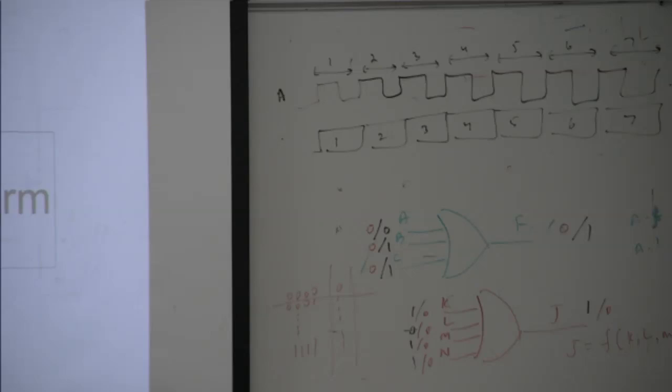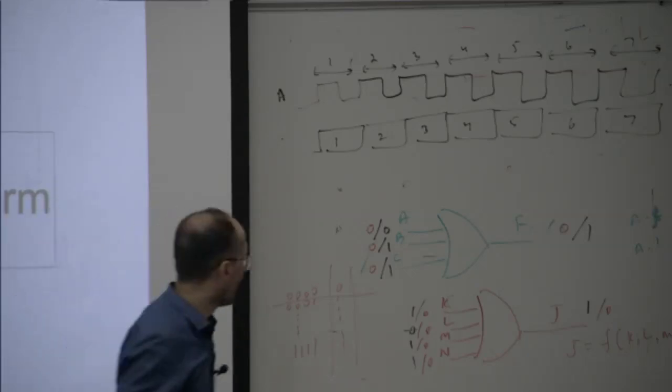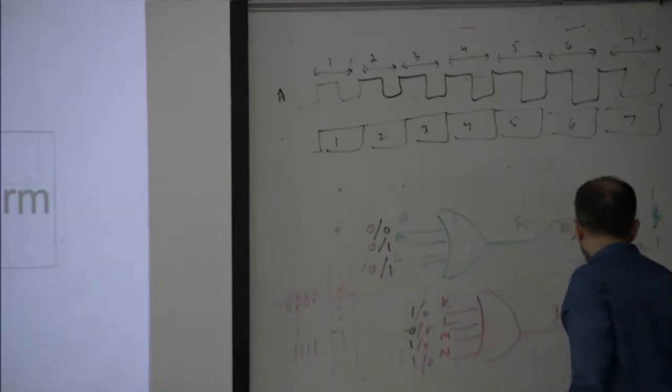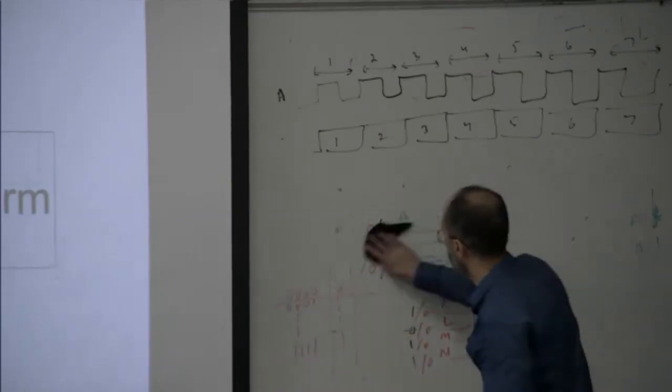Okay, now what is the application of an OR gate? Now let's assume that you have a car, and now we have 4 doors of the car.